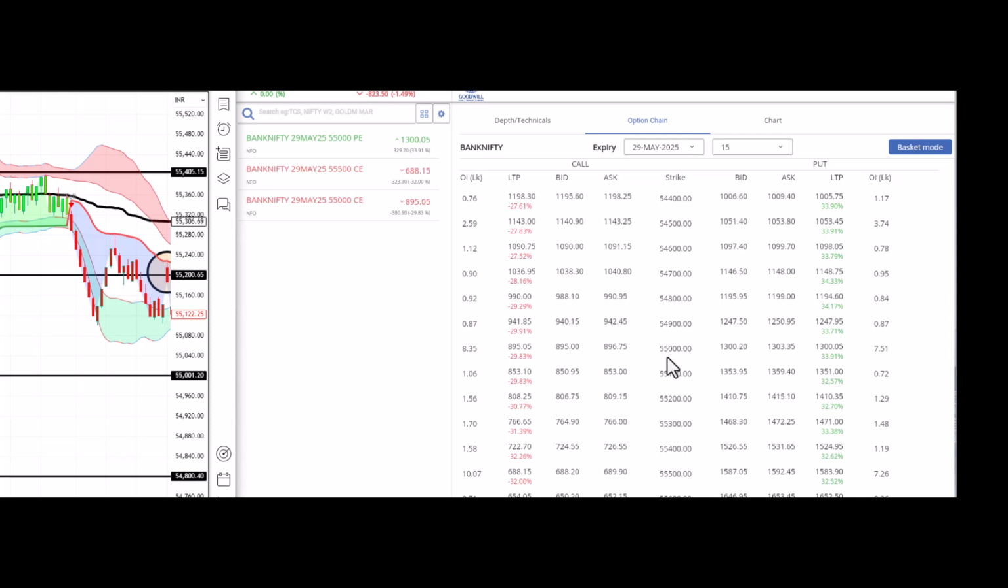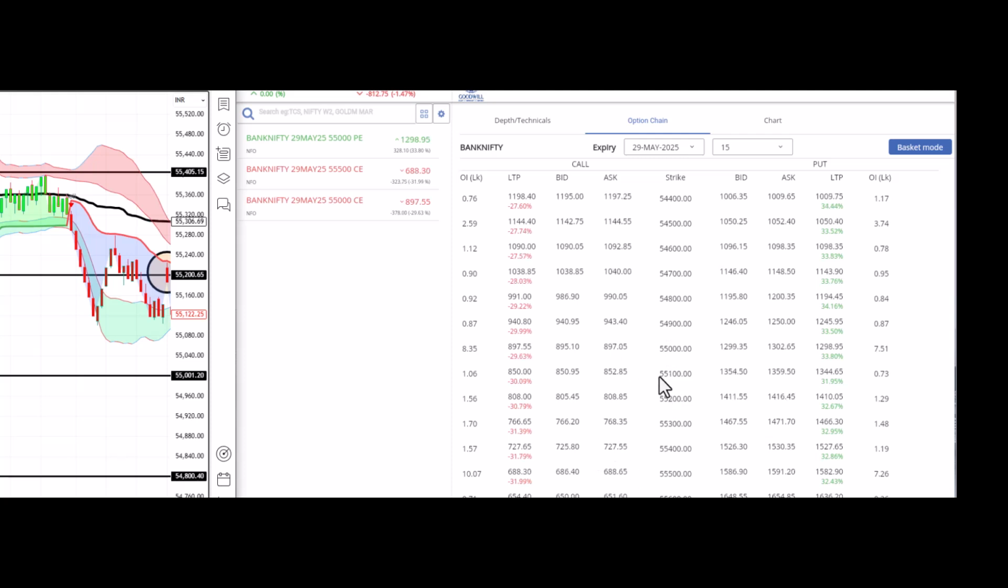You can select this 55,000, or we always advise to select a little bit in the money, maybe like 54,500. It depends upon your available fund in your trading account. Whenever you select a little bit in the money, the premium is always going to be a little bit higher, and there is a reason why we recommend selecting a little bit in the money rather than a little bit out of the money.